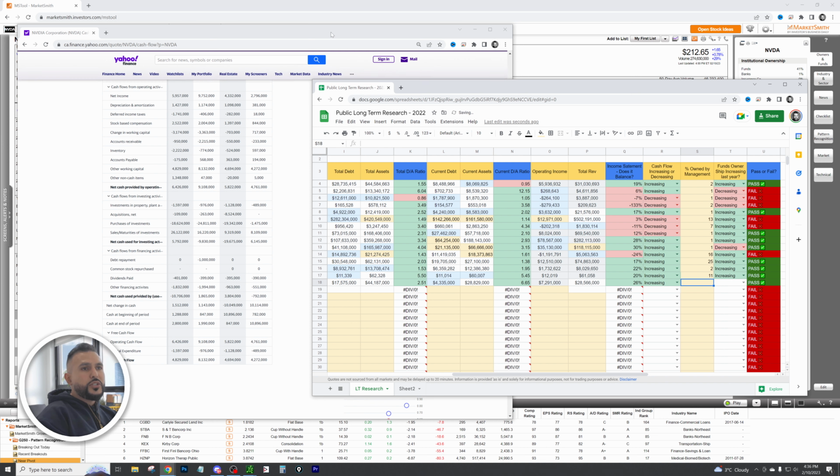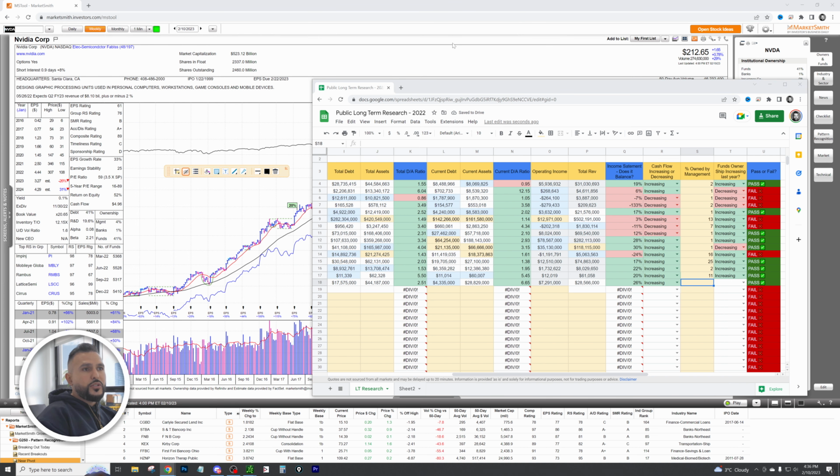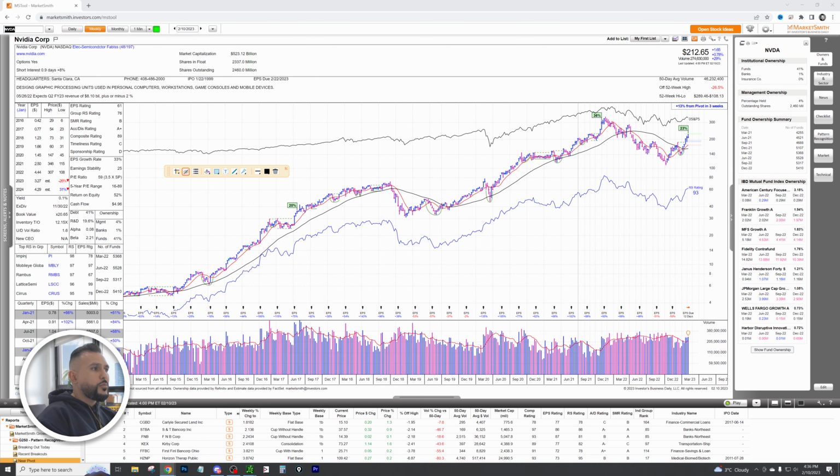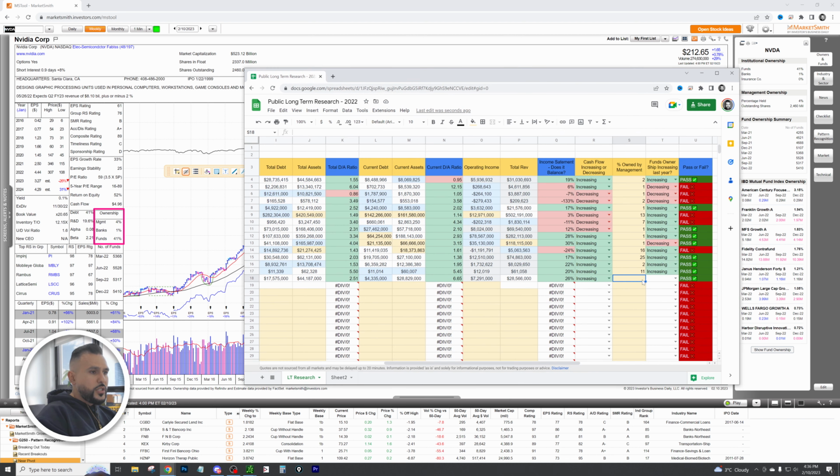And we're going to see how much this is owned by management. And to do that, we're going to jump back into MARKETSMITH. We're going to look at management ownership here. And we're looking at 4%. Great. All right, so seems to be pretty standard across the board. You know, the management ownership at a 4% is a good number.